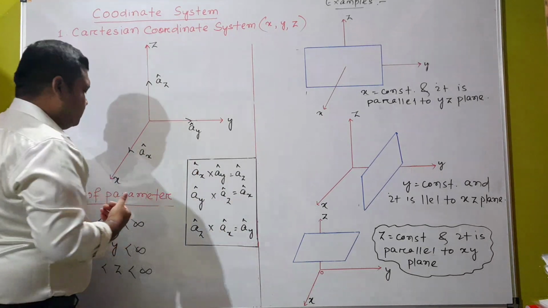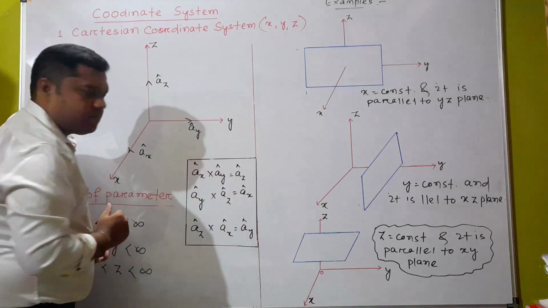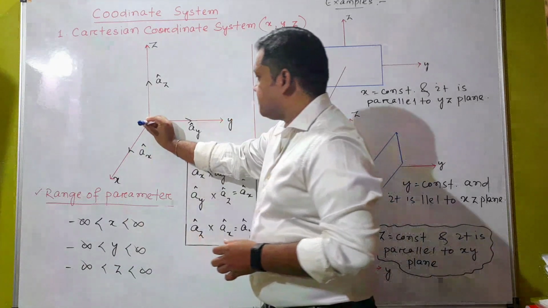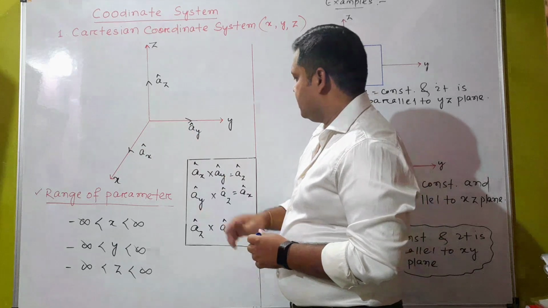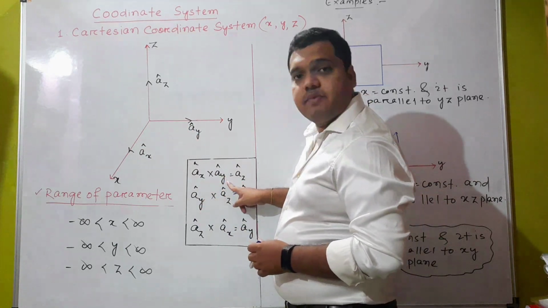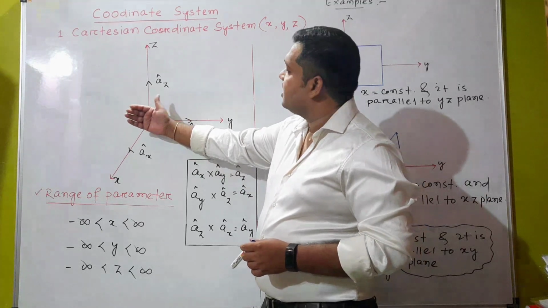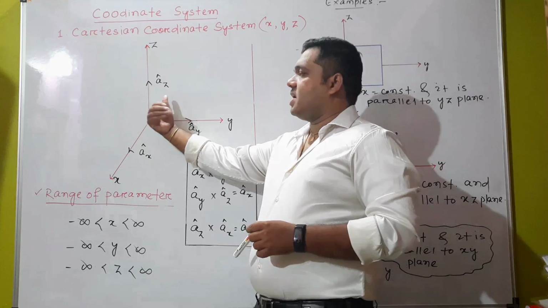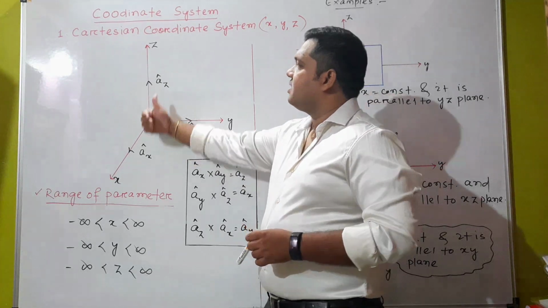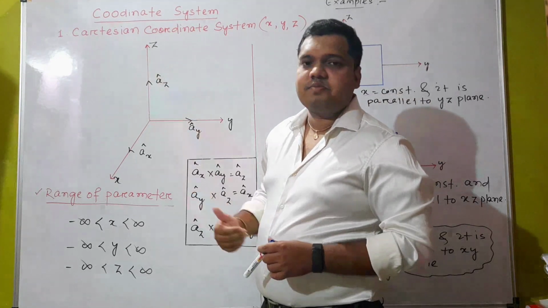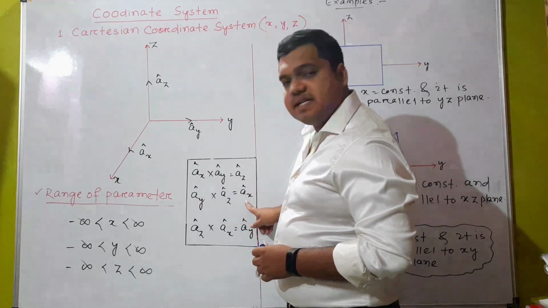What is the right hand rule? Look, a_x cap cross product a_y cap is equal to a_z cap. What does it mean? This is your x parameter, in this direction, perpendicular to this board. a_x cap cross a_y cap means if the curl of my fingers represents the movement from x to y, then my thumb represents the direction of z.